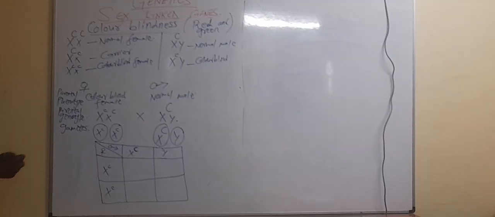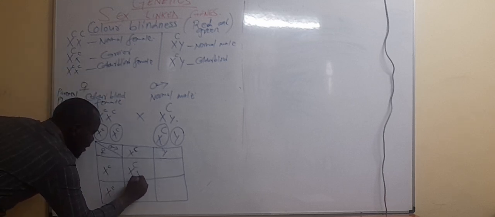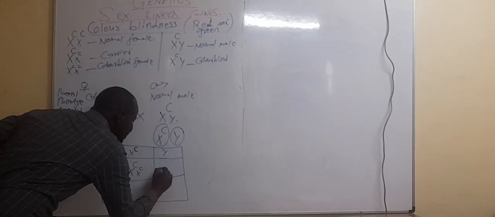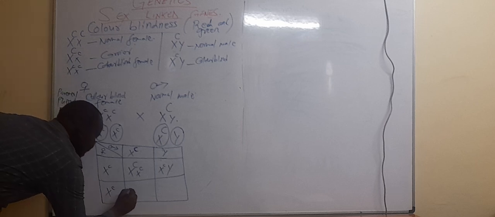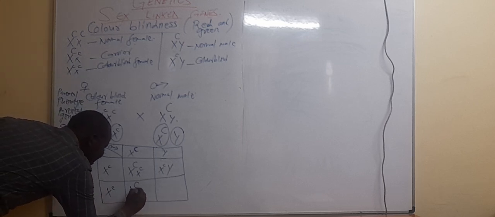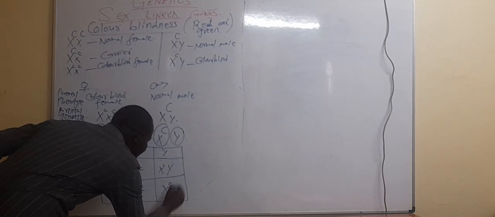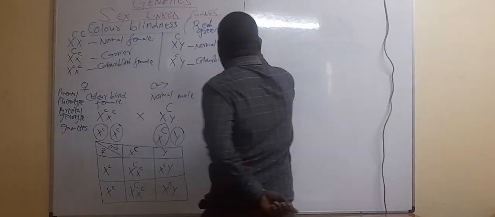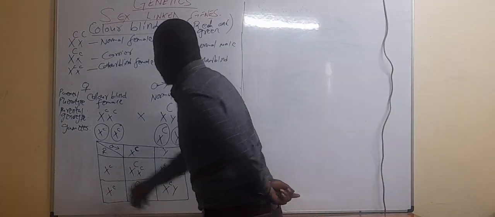Then from that point you just fill. You start with X capital C, X small c. The second one is X small c, Y. Then the third is X capital C, X small c. Then the next one is X small c, Y. So from that point, we get our F1 phenotype.